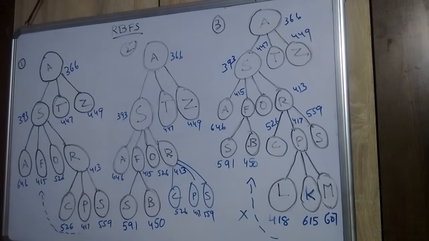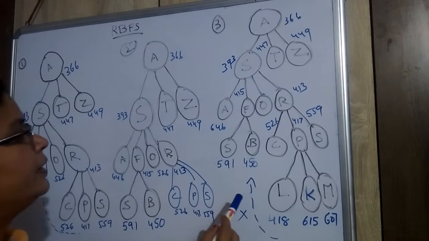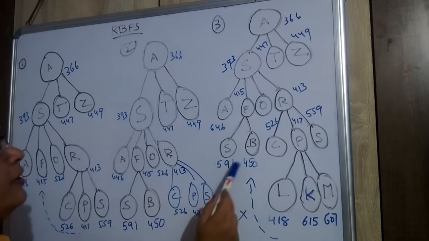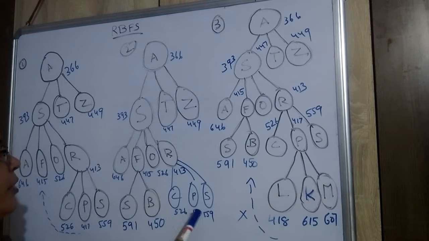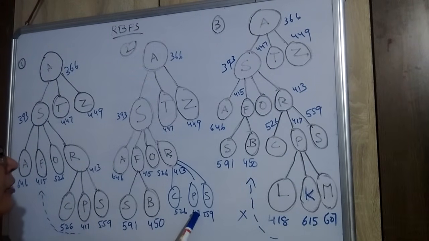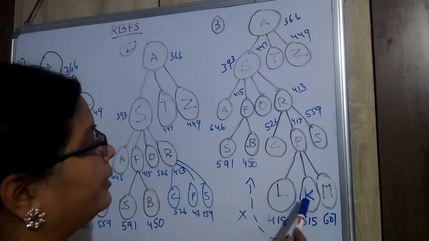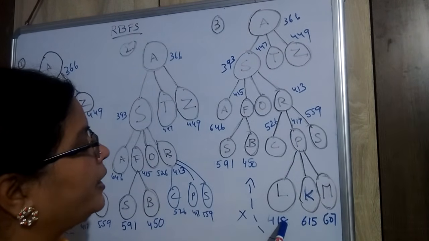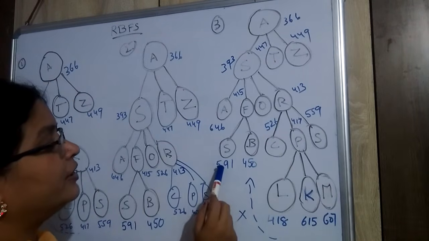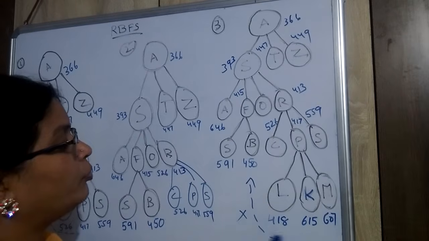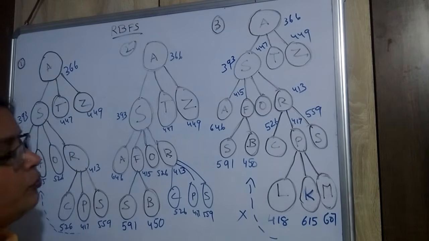Okay. Now which one is minimum in this level after expanding S and B? Here S and B are 591 and 450, and P is the minimum. There is no value in the previous levels smaller than 417 in this level. So we have to expand 417. L, K, M we got, that is 418, 615 and 607. Again it will go to the previous level and check whether any value is smaller than this 418. There is no smaller value, so it directly expands this 418.